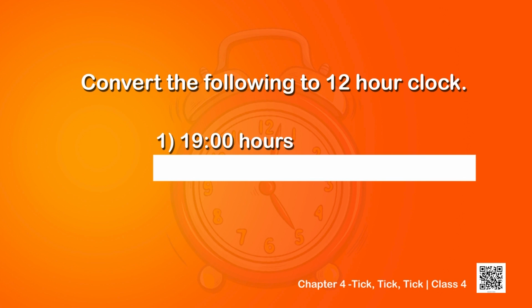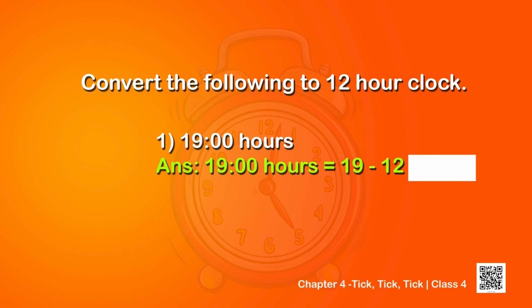Here you need to convert the time given in 24-hour clock into 12-hour clock. Let us try. The first question is 19 hours. Correct. It is more than 12. That means it is after 12 noon. So, what should we do? We should subtract 12 from this time. Yeah, tell me quickly. 19 minus 12 is? Very good. 7. And since it is after 12 noon, we need to write it as 7 p.m. Correct. So, 19 hours is equal to 7 p.m.